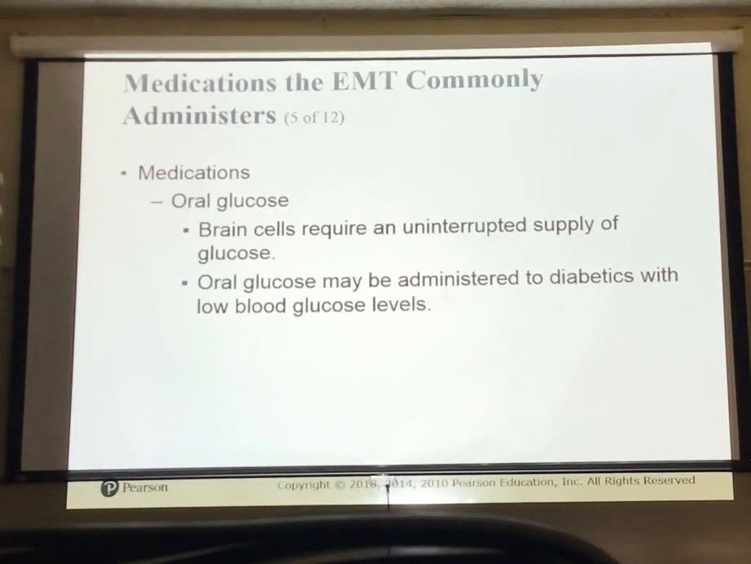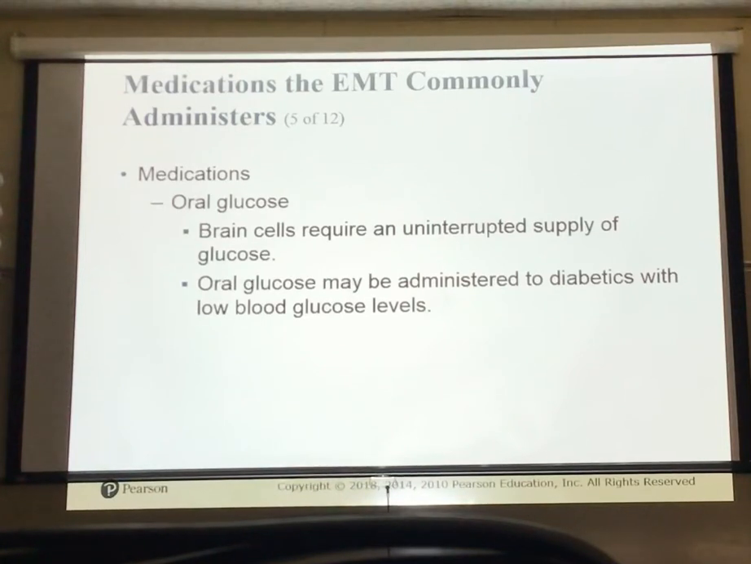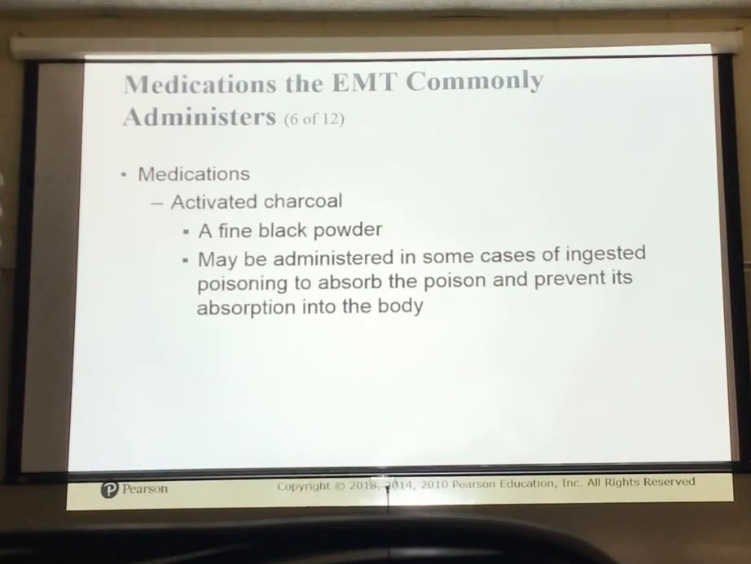Oral glucose is absorbed in the mouth and through the intestines and eventually into the blood, where it raises the blood glucose level, making more glucose available to the starving brain cells. The brain cells will once again begin to function normally. This is seen as an improvement in the patient's mental status.